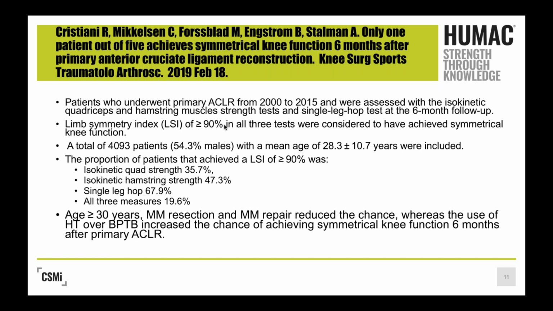So if these athletes in this study scored 90% or better of limb symmetry on all 3 measures, they were considered to be symmetric overall. And the finding is that only 1 in 5, or 20%, were symmetric in all 3 of these measures. Now, note here that 68% were symmetric in their hop testing. All right, this is at 6 months. So 68% were symmetric in their hop testing, but only 36% were symmetric in their quad and 47% in their hamstring strength.